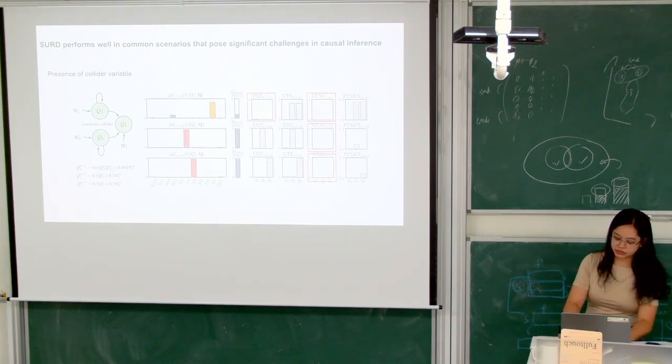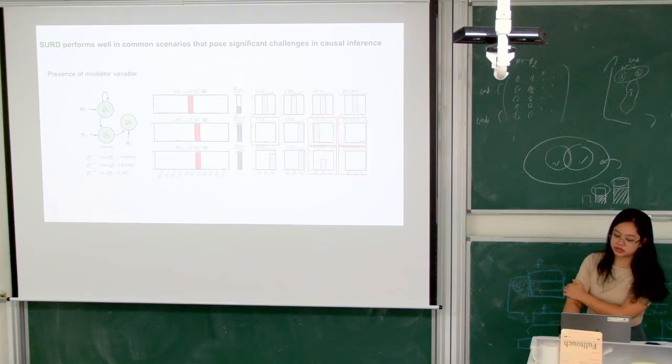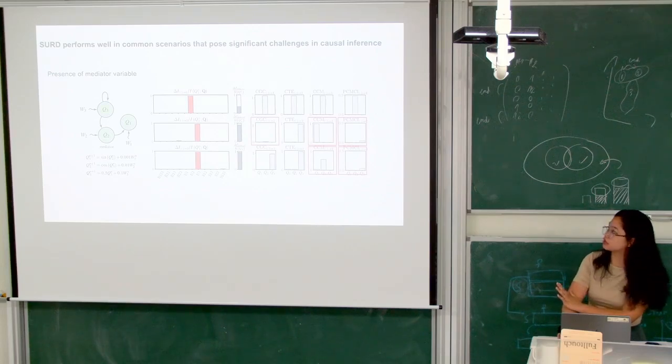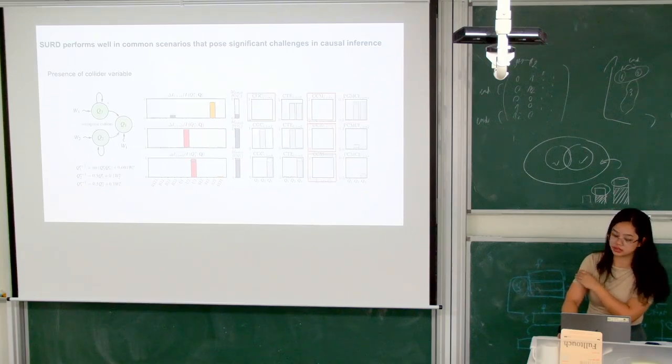It's the same thing for the case where there is a collider variable. So Granger causality and CCM both fail in some cases. But so far, we have seen from these three examples that somehow conditional transfer entropy performs the same as CERD. So this is the first case, there are no mistakes. Second case, no mistakes from transfer entropy, and same with the third case.